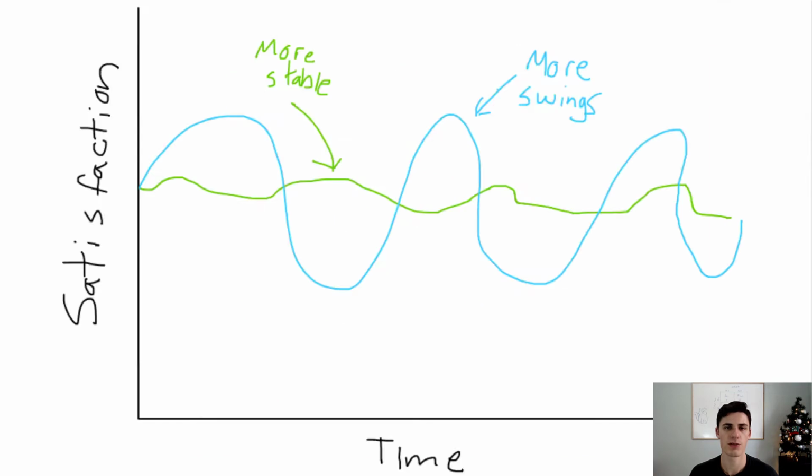Which relationship would you choose? Would you choose the green one that is more stable or the blue one that has more mood swings? The blue one has higher highs but also has higher lows, while the green one is just more stable. On the y-axis you have satisfaction, and on the x-axis you have time. So pause the video here and take a minute maybe to think about which relationship you would choose.